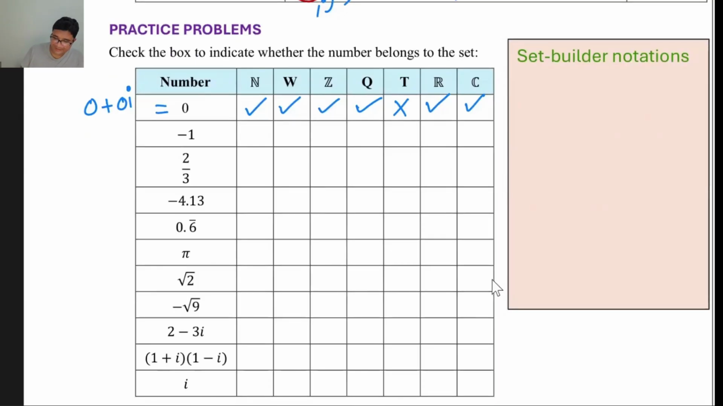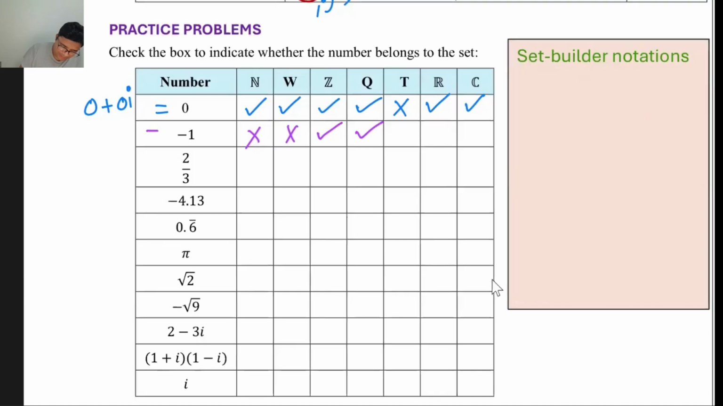Next, -1. It's not a natural number. Natural numbers are only positive integers, right? It's not a whole number. Again, whole numbers means starting with 0 at the least, but it's an integer. It's a negative integer actually. Integers are rational numbers.